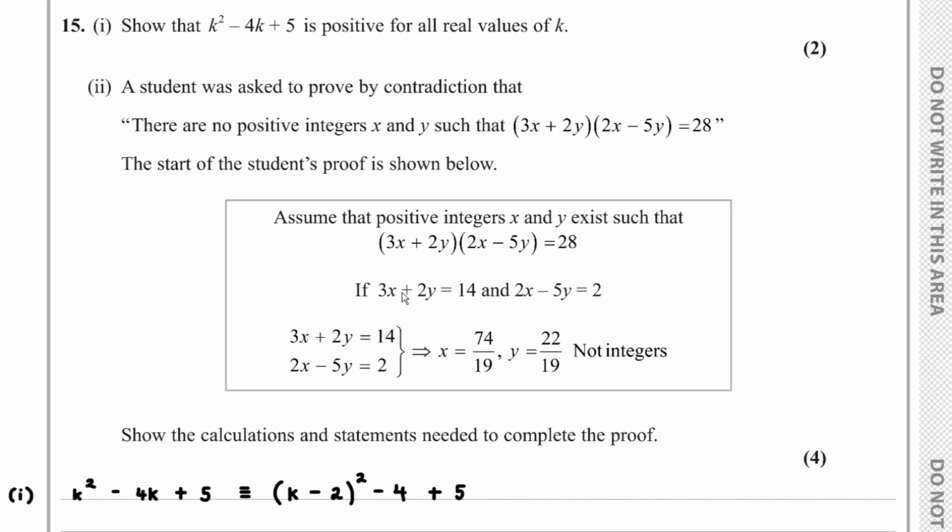And in solving the simultaneous equations, they find that x equals 74 over 19 and y equals 22 over 19, and these are not integers, which is a contradiction to the statement here that x and y are positive integers. So we have to show the calculations and statements needed to complete the proof.